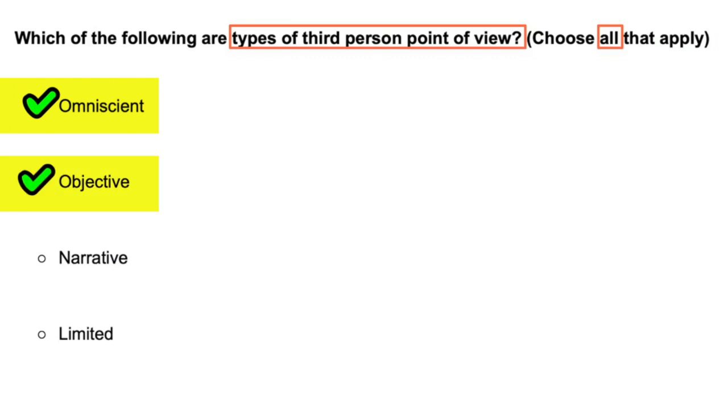Our next option is narrative. That's not actually a point of view. That's a genre. So that is not a type of third-person point of view. And the last one is limited. That is a type of point of view that is told from a person outside of the story, but it's limited to just knowing the main character's thoughts and feelings. It is still a third-person point of view. So the 3 types of third-person point of view are objective, limited, and omniscient. All of these view the story from a distance. Narrative, again, is a genre, not a point of view.